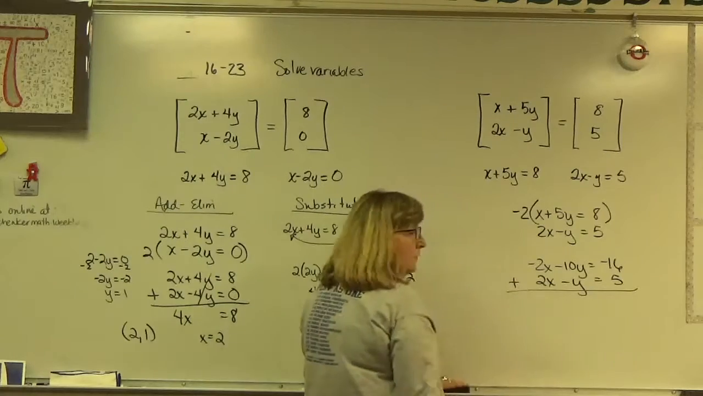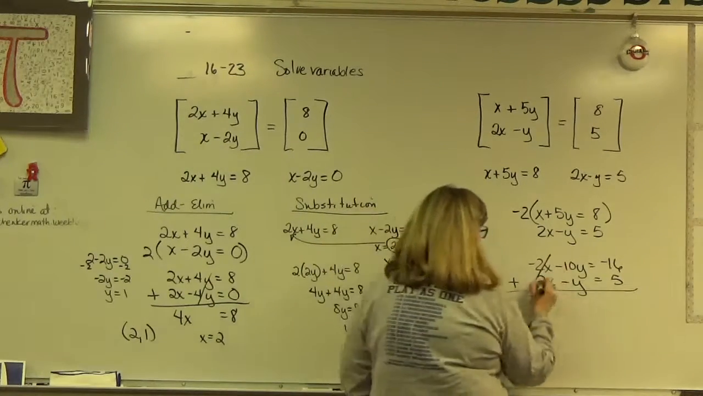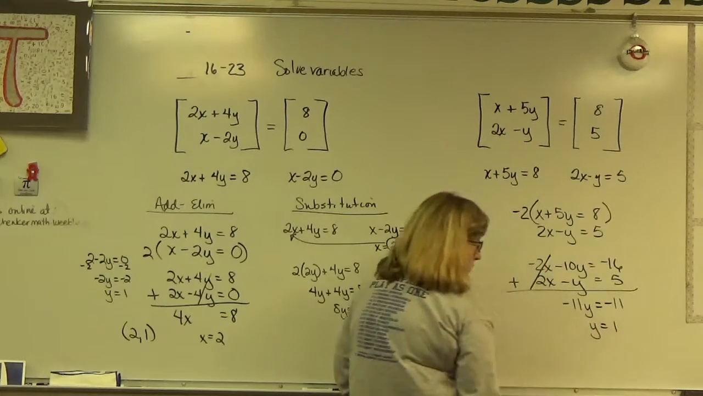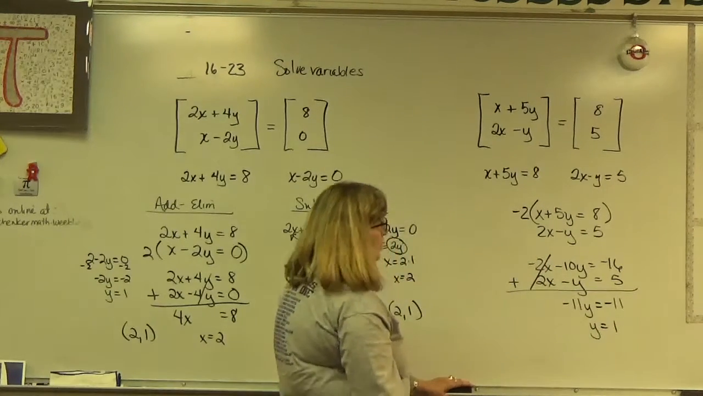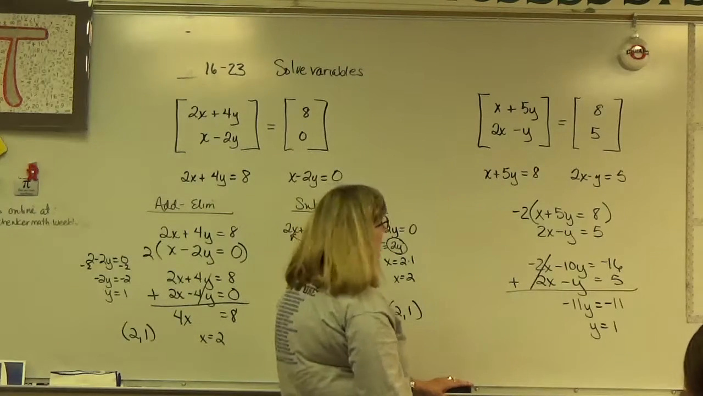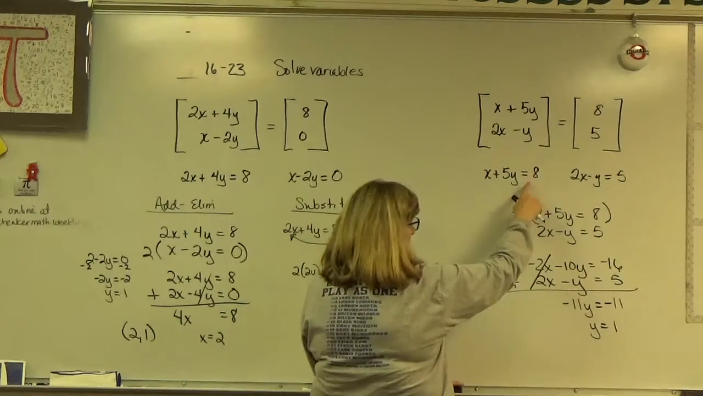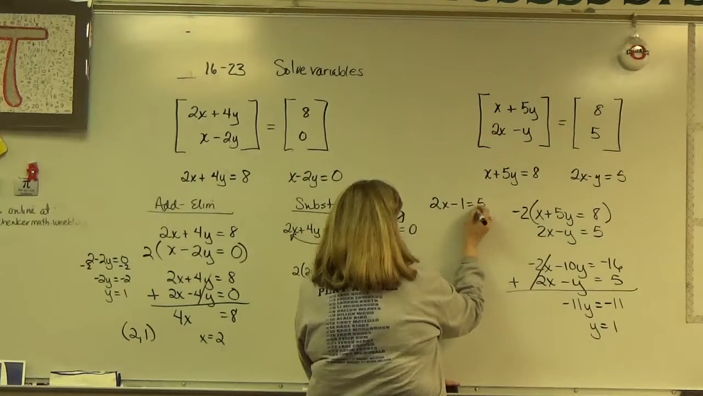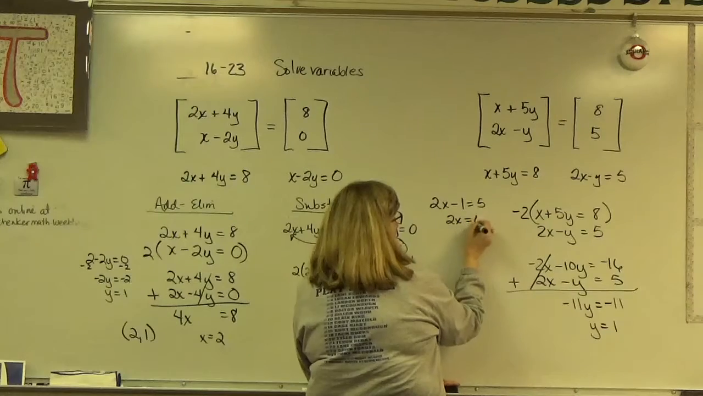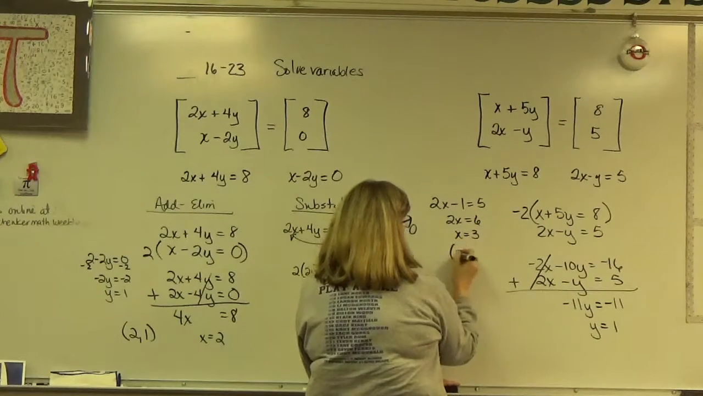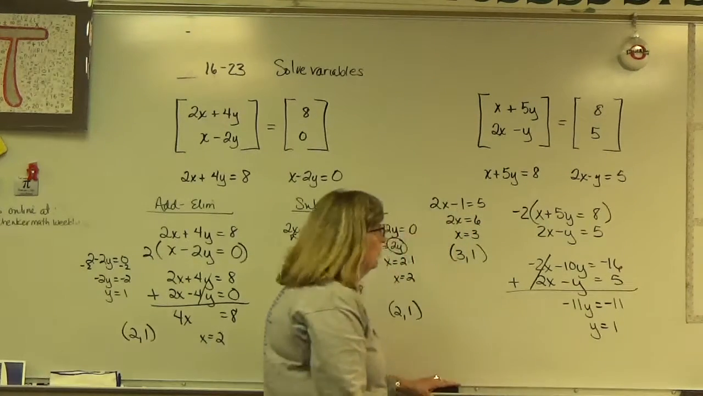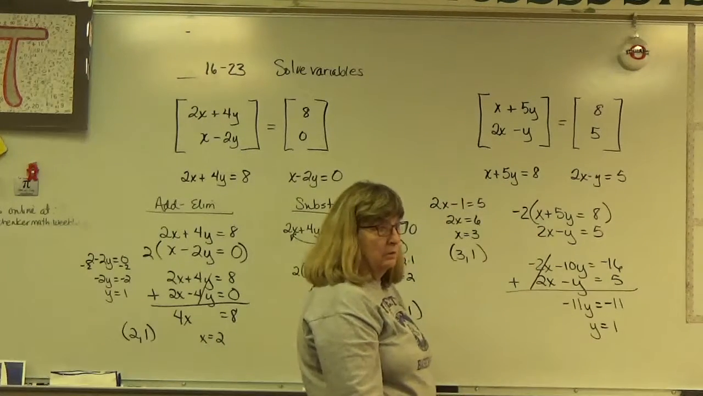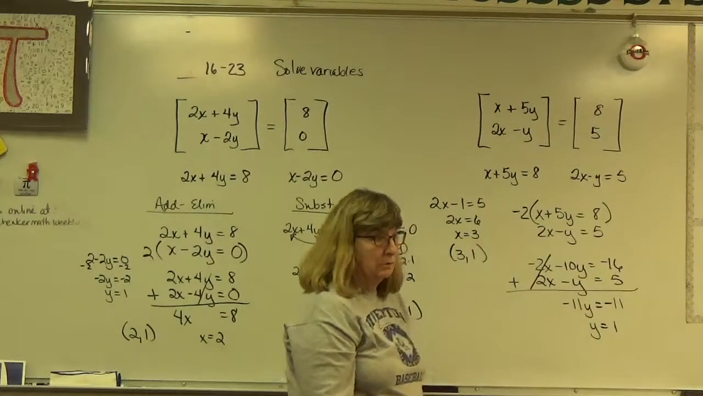Now what happens when you add those together? The x's cancel, and -11y equals -11, divided by -11, so y is 1. Now we want to substitute it. Which one do you want to substitute it into? That one. So 2x minus 1 equals 5. Adding 1, we're going to get 6, so x is 3. So your answer is (3, 1). And then we can check it. Let's put it in the other one. 3 plus 5 times 1, does it equal 8? Yes. Okay. You guys have questions?